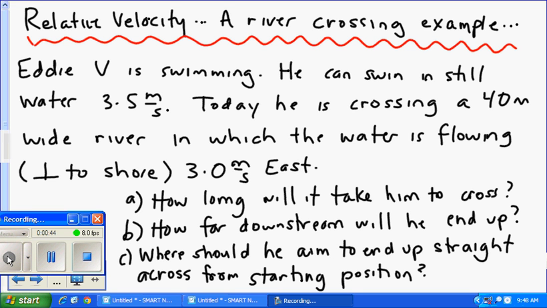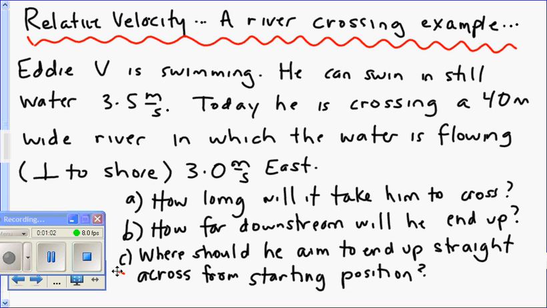So the three things we want to know, and this is very typical for a question like this, are how long is it going to take him to cross, how far downstream will he land, and finally, if he did want to end up straight across, so sort of a different situation in part C. In part C, it's a whole different question. In part C, it's saying he's no longer aiming straight across. He's now aiming upstream so that he gets carried directly across from where he started. So where should he aim? So where would imply an angle?